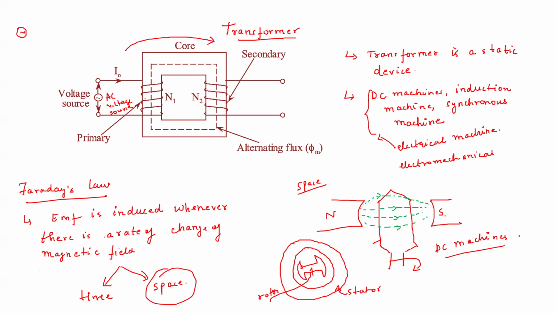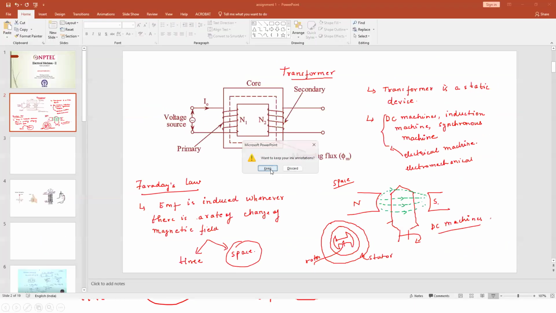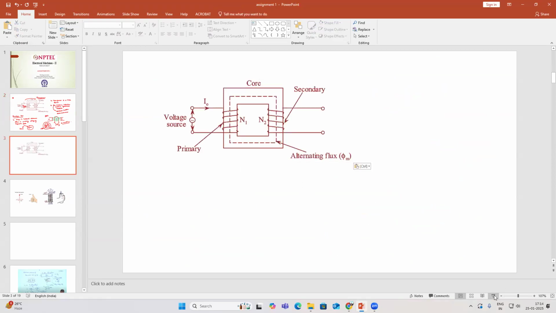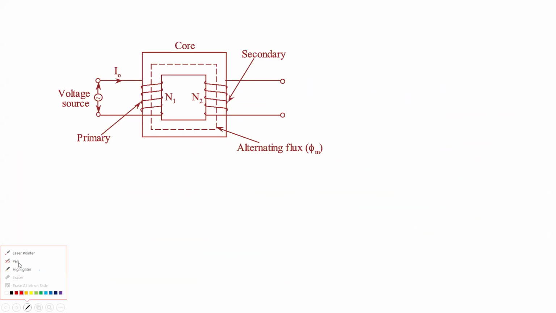Now, why can we not provide a DC source? Why do we need an AC source? Let me put this transformer on the next slide also. So this is our transformer, coming back to the transformer.